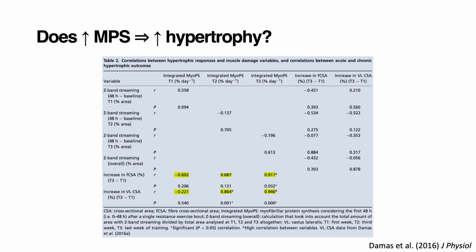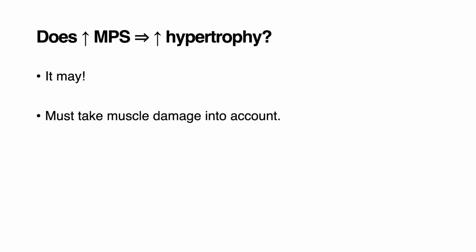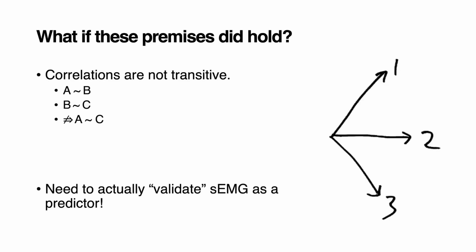So the idea being that there's too much muscle damage in the beginning of training for this relationship to really hold. But this kind of complicates things, right? So we have to ask the question, what if these premises did hold?